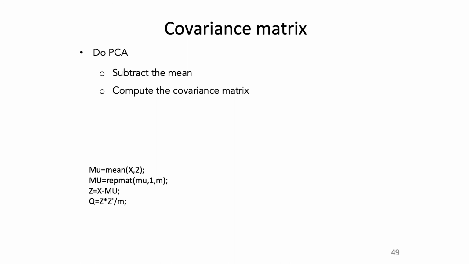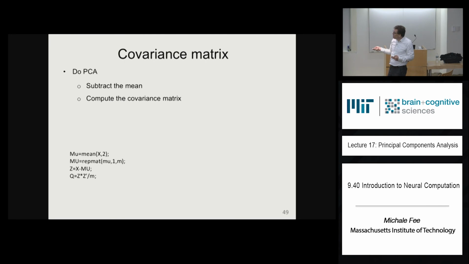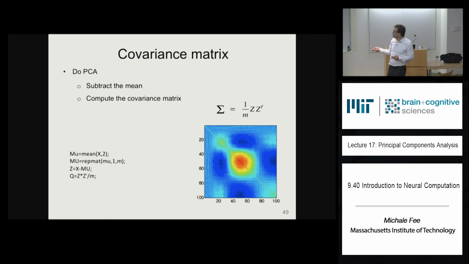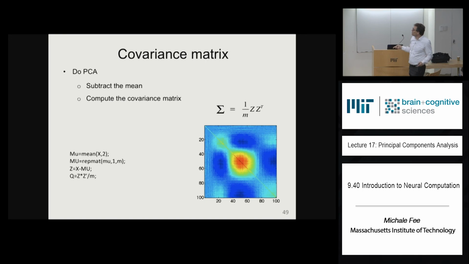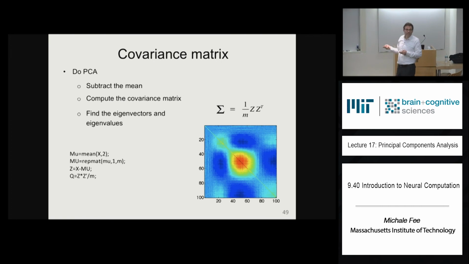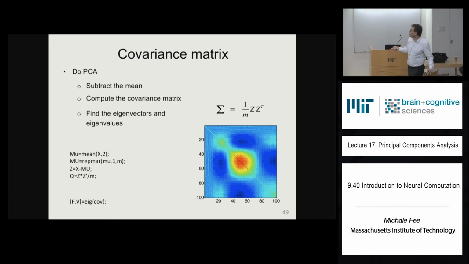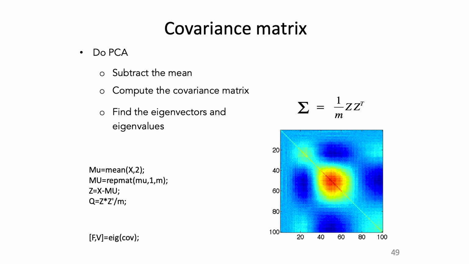Compute the covariance matrix. So there we compute the mean. We subtract the mean using repmat. Subtract the mean from the data to get Z. Compute the covariance matrix Q. That's what the covariance matrix looks like for those data. And now we plug it into eig to extract the eigenvectors and eigenvalues. Okay, so extract F and V.